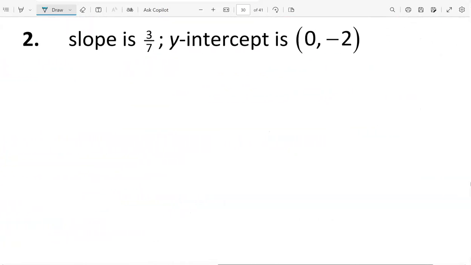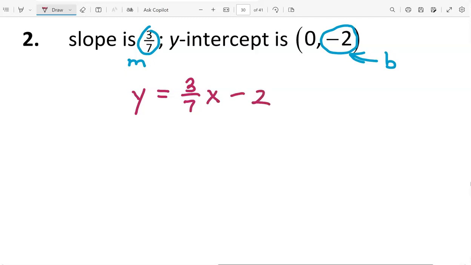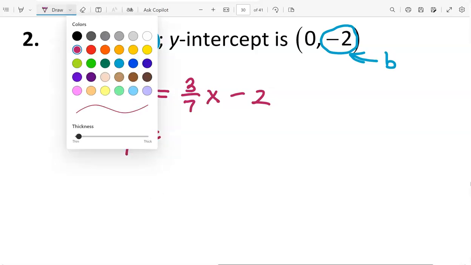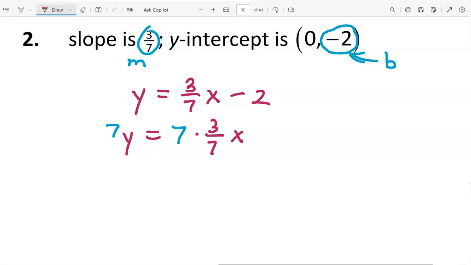In number 2, we have an equation whose slope is given. The slope is m, and the y-intercept is given. Remember that the y-intercept always has an x value of 0. So we can write the equation in y equals mx plus b form. Y is equal to 3/7 times x minus 2. Now we can multiply both sides by 7, or all terms by 7, in order to clear any fractional coefficients, because standard form does not allow for fractional coefficients.